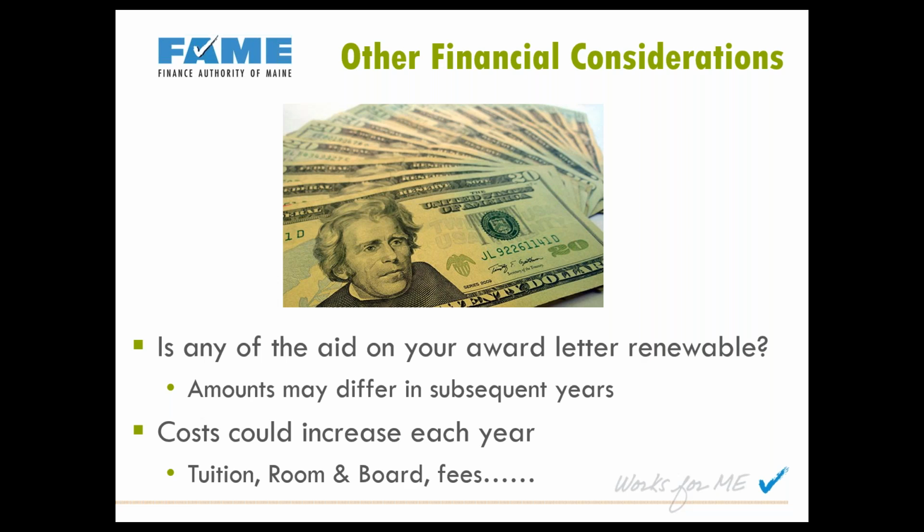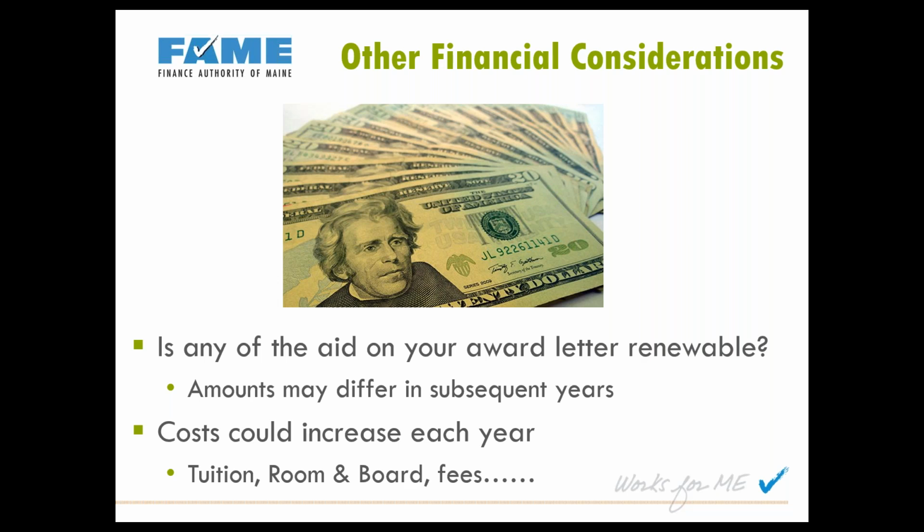So is any of the aid renewable? Some may not be, some may differ in subsequent years. For example, direct loan eligibility from the federal government actually increases as the student goes forward. If they have any merit scholarships, there are usually GPA requirements and things like that, so they have to maintain certain criteria to keep it.